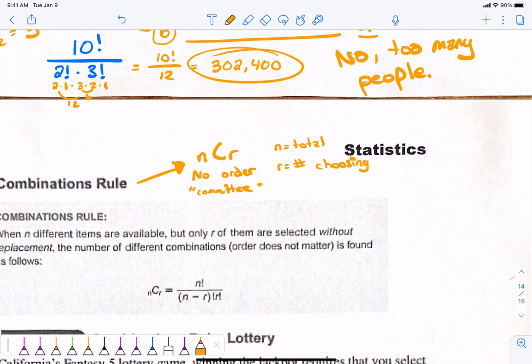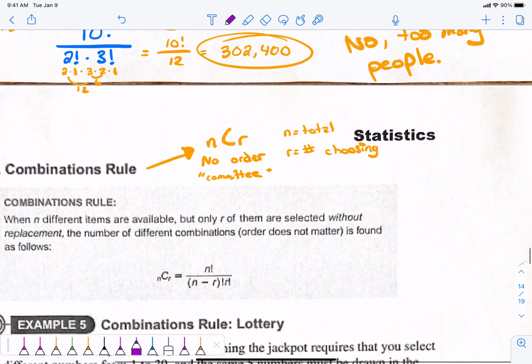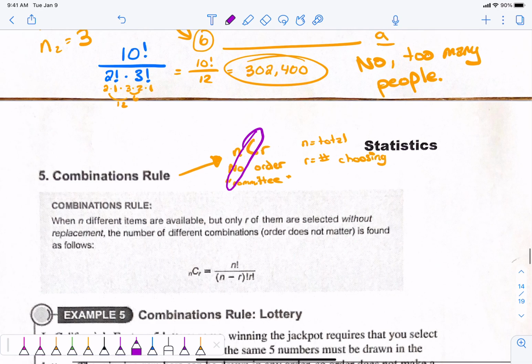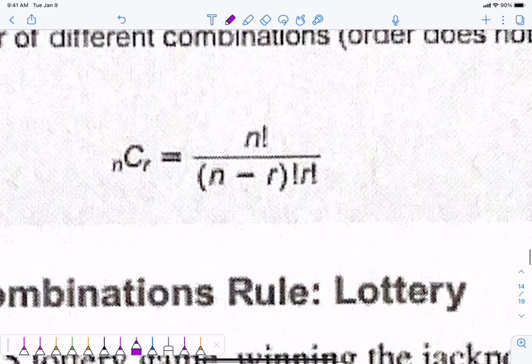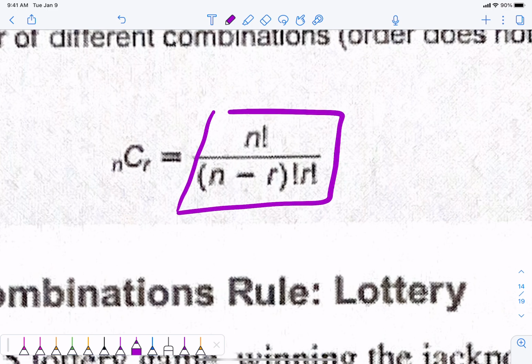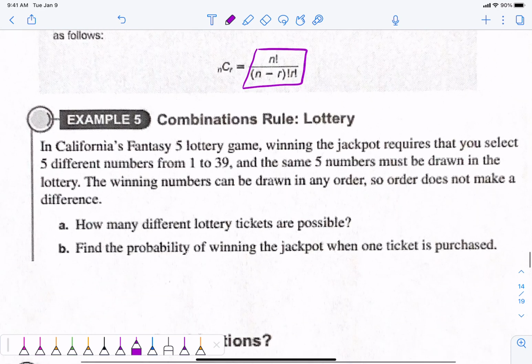All right, NCR, no order. You remember the word committee because committee starts with C and so does combination. In a committee, it doesn't matter what order you're called in. This is the formula for combination. We don't really care because you're going to use your calculator. You will never have to do this, even if you have it on the ACT. I don't make you memorize that formula. All right, moving on.